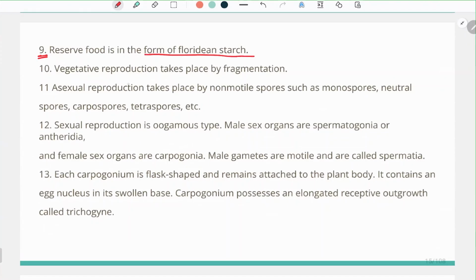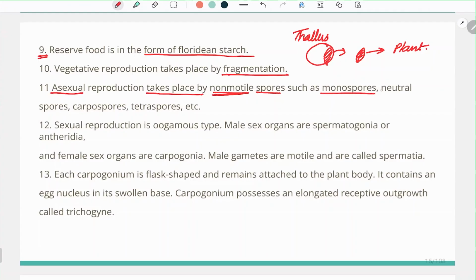We have seen that vegetative reproduction takes place by fragmentation. Fragmentation is the detachment of a portion of a thallus, and this portion will give rise to another plant. Asexual reproduction takes place by non-motile spores such as monospores, neutral spores, carpospores, tetraspores, etc. And sexual reproduction is of the oogamous type. Male sex organs are spermatangia or antheridia, and female sex organs are carpogonia.